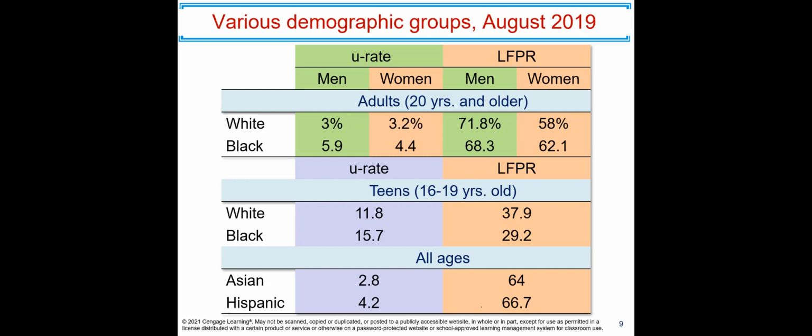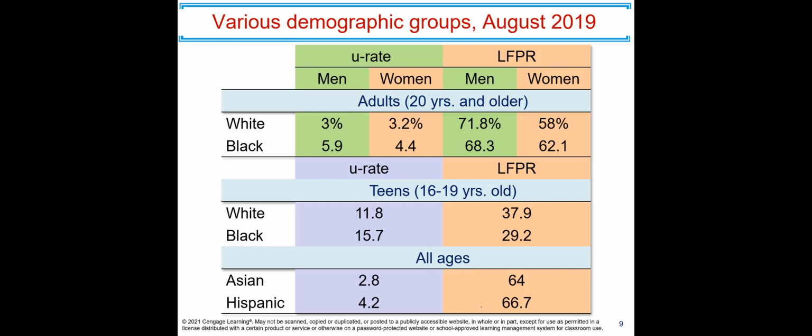The unemployment rate is 3% for white men, and for black men it's 5.9%. As you see, it's higher. And the difference in unemployment rate between white and black women is much less compared to white and black men, 3.2% versus 4.4%. For labor force participation rate, white men participate more, 71.8% compared to black men, 68.3%. And in terms of participation rates, white women participate more than black women, 62.1% compared to 58%.